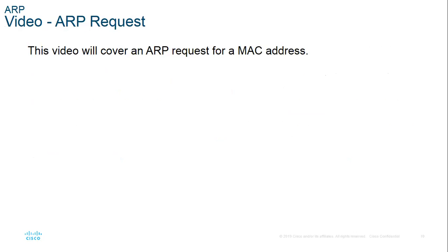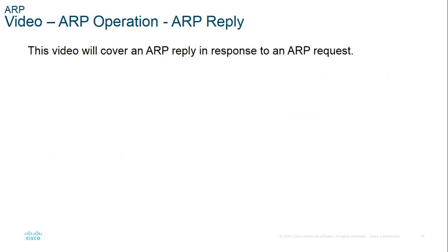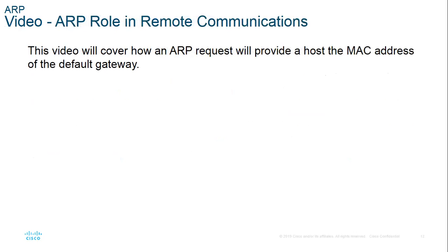This video will cover an ARP request for a certain destination MAC address. In this video, you will see an ARP reply related to an ARP request. In this video, you will see an ARP request transmitted to a host where the destination device is outside the LAN, outside the same network. So you will see how you will get the default gateway MAC address instead of the MAC address of the real destination device.